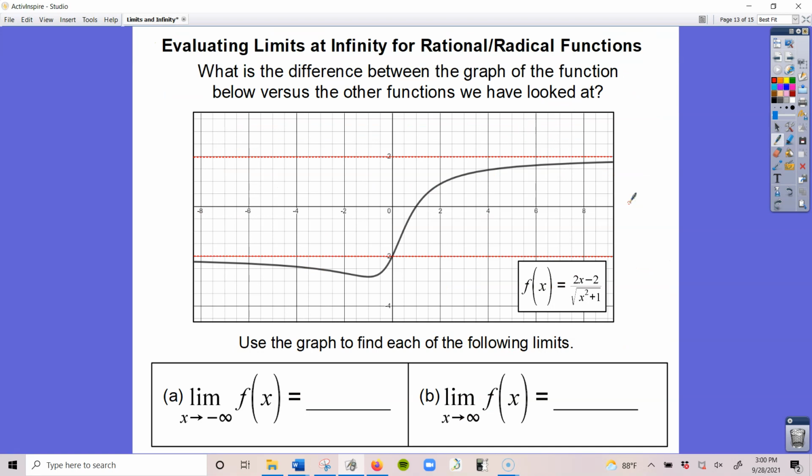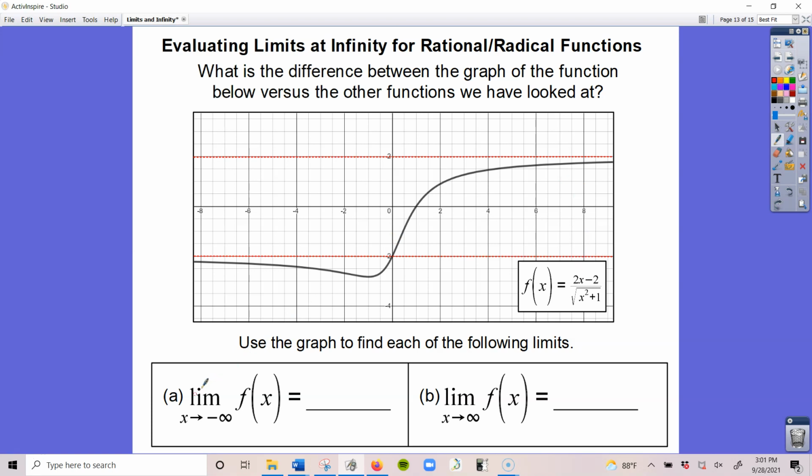Now, looking at this particular rational function, this is both a rational and a radical function. And the difference here is that you'll notice we have two horizontal asymptotes, where one side is approaching one number and the other side is approaching another number. So only when you have this particular function type, where you have a radical and a rational combined, you have to worry because there may be more than one horizontal asymptote. So our limits as x is approaching negative infinity and positive infinity would be different because of those two asymptotes.